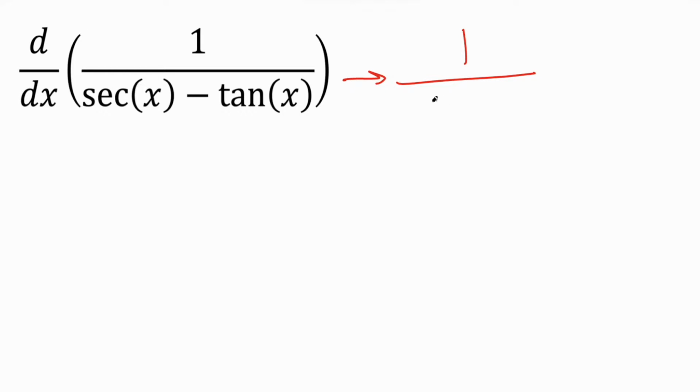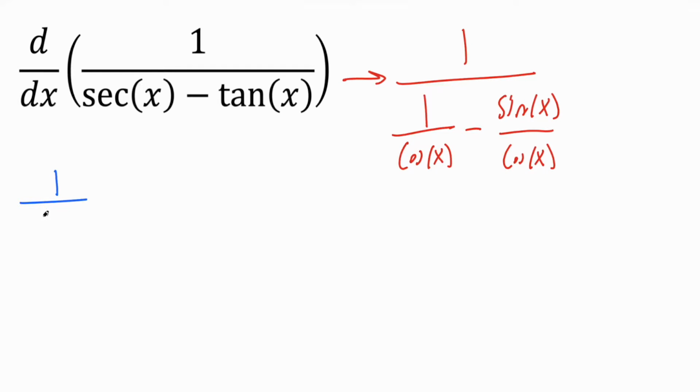Now, secant x is 1 divided by cosine x, and tan x is, we got minus because this is a minus, sine x divided by cosine x. And we're going to need to clean this up. So instead of saying I have 1, I'm going to say I have 1 divided by 1. And in this piece, the denominators are both cosine x, so we have a common denominator. So we can say we have 1 minus sine x, divided by cosine x.